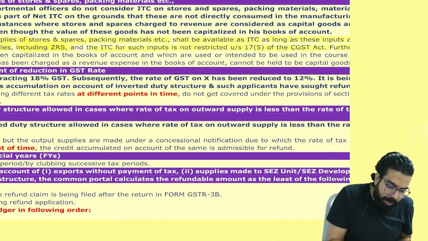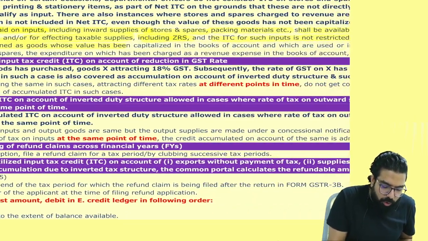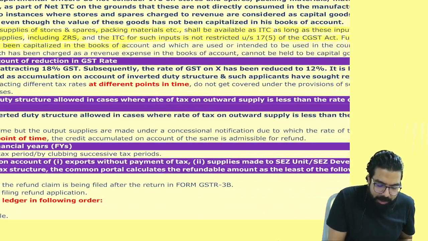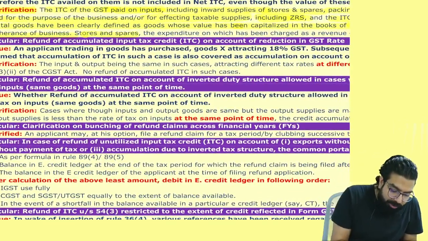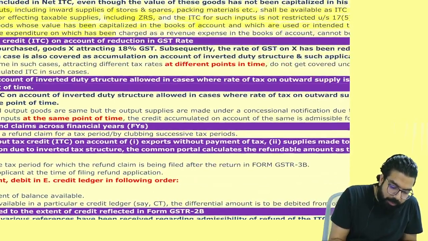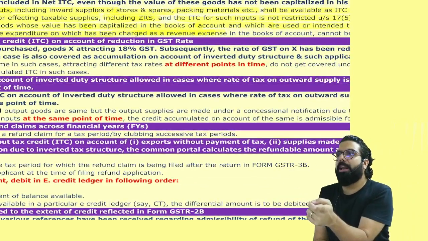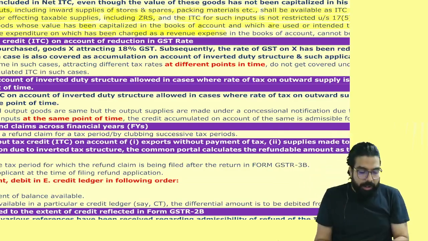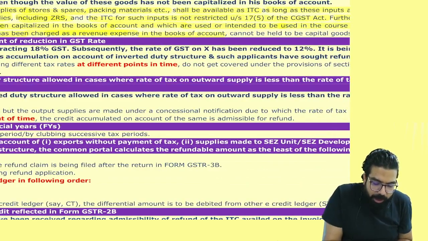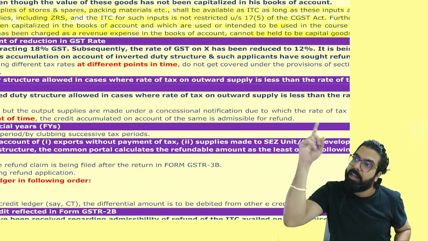Then, further, capital goods have been clearly defined as those goods, the value of which has been capitalized in the books of account and which are used or intended to be used in the course or furtherance of business. Stores and spares, the expenditure on which has been charged in the revenue. If you put stores and spares in your P&L account, is it input or not input? It will be input. And then they are telling, in the books of account it cannot be held as what? Capital goods. It will be held as input only.